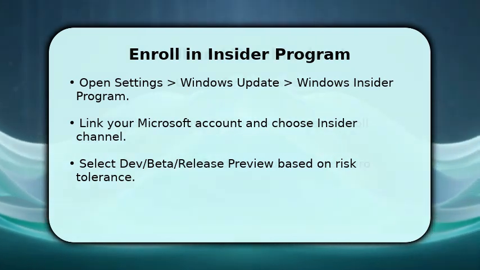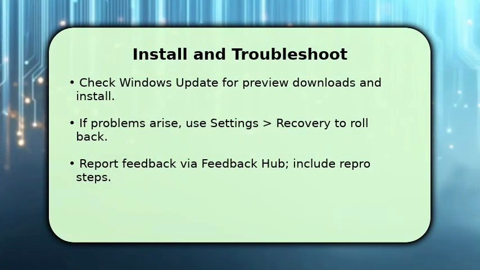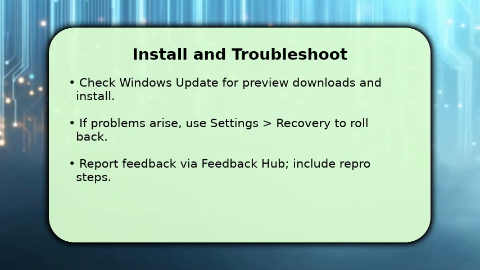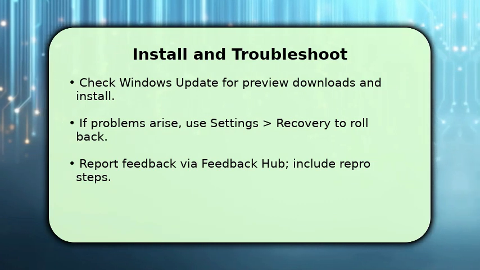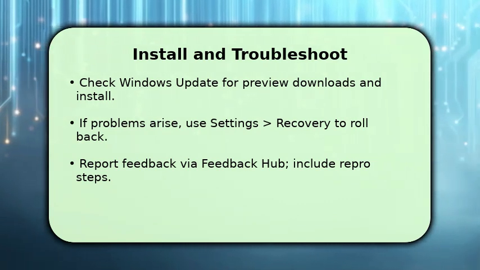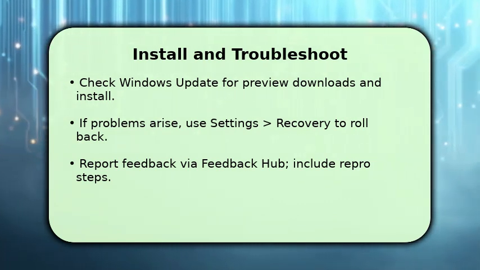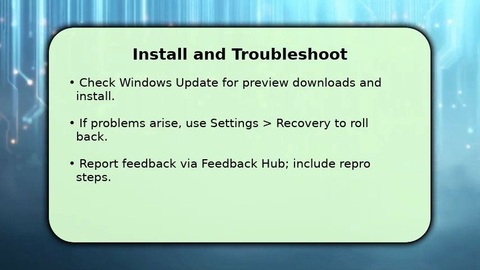You finish by installing the preview and validating the system. After enrollment, open Windows Update, check for preview builds, download and install them, then reboot as prompted. If a build causes issues, use Settings Recovery to roll back to a previous build or perform a system restore.